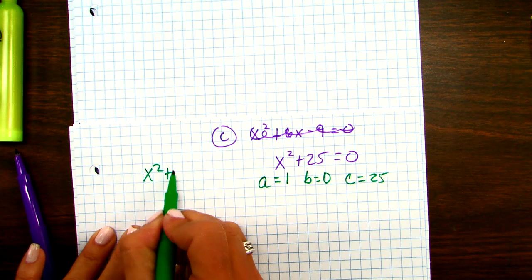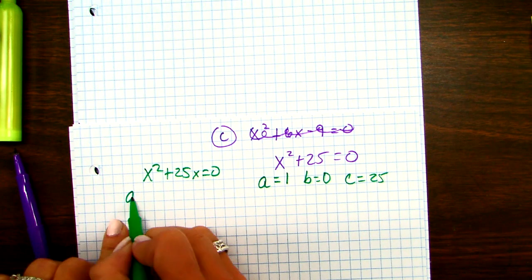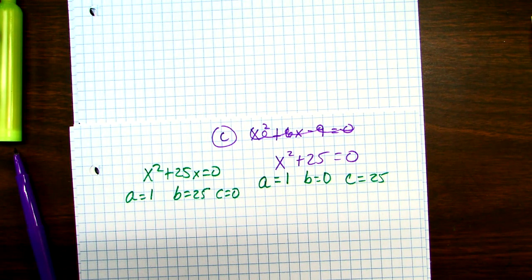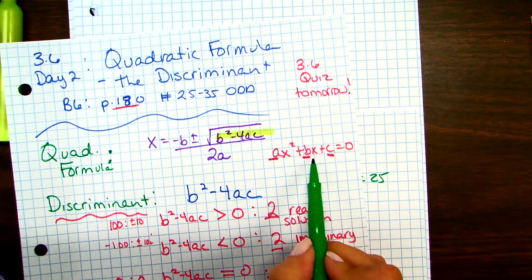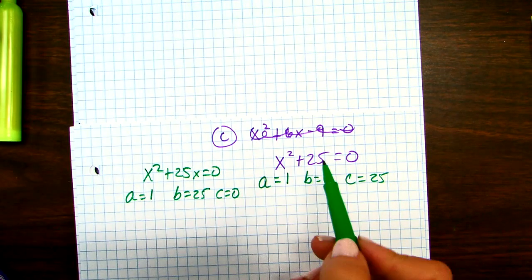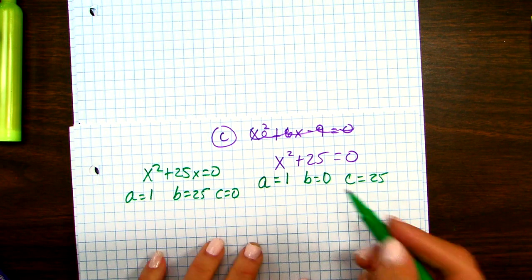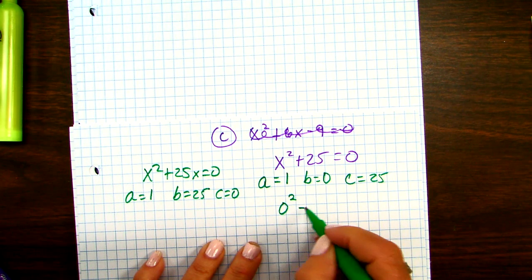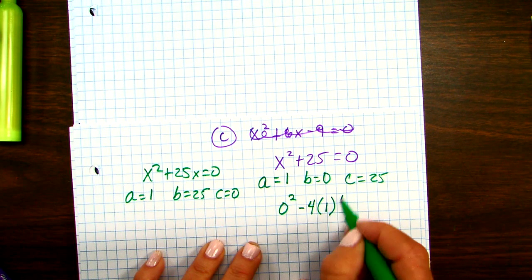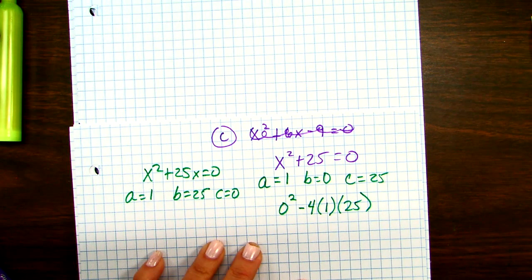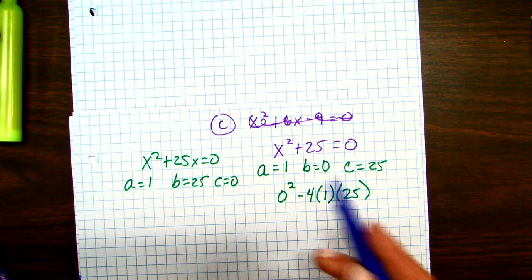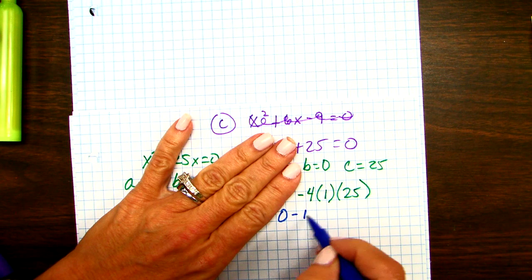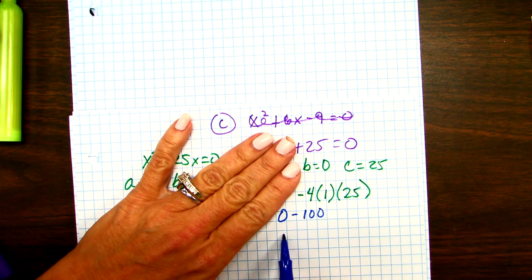Don't write this, but I could also give you that problem. That would be A is 1 and B is 25 and C is 0, because there's no X. B is the number in front of the X, okay? And if there's no X, we have no B. No B in math is 0. Okay, so let's do B squared minus 4 times A times C. B squared is 0. And then when I do negative 4 times 1 times 25, I get negative 100. My discriminant is negative 100.